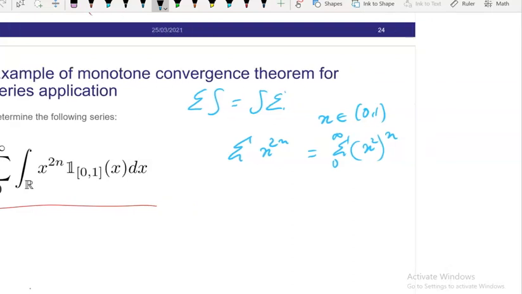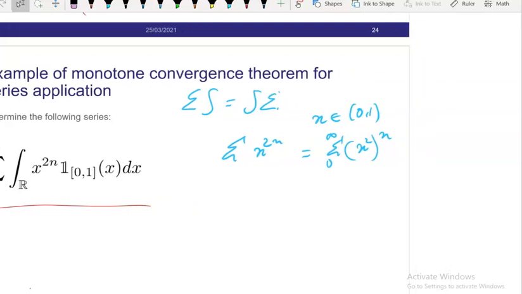Otherwise, let's see that. So the sum of x to the power n, what is that equal to? The geometric series, that's 1 over 1 minus x, if x is in absolute value strictly smaller than 1.